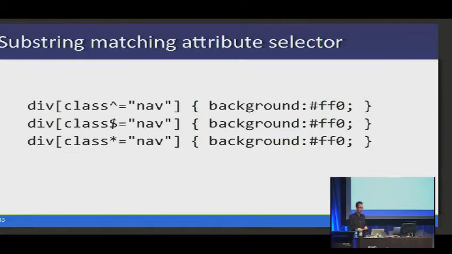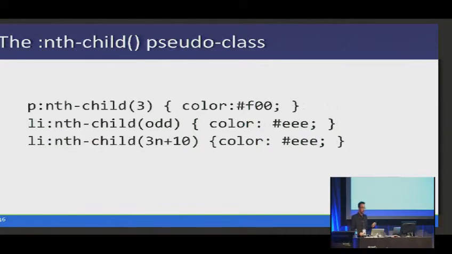Quite useful. And things get even more exciting when we learn about pseudo classes. Now, this is the nth-child pseudo class. This is awesome. It can either take a keyword like odd or even. It can take a number, or it can take some sort of equation. Now, the first example will match the third P element. That's what the 3 represents. The second example will match all odd LI elements. So you can really see what's going on here, right?